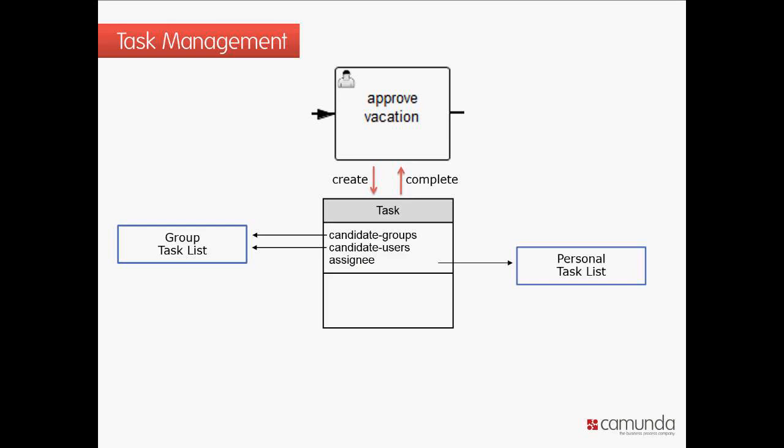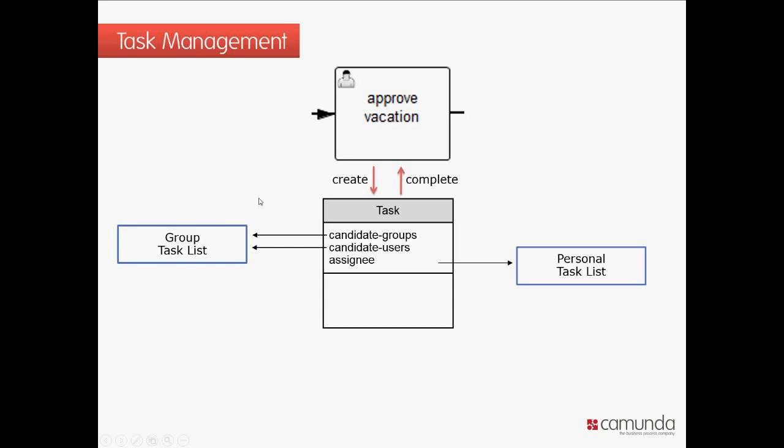So what happens in the task management, which is pretty common, is that we separate a group task list from your personal task list. That means, for example, normally I would assign a user task to a group like human resources. And this group has a couple of members, like 10 people in human resources. All of them see that task in their group task list, or you might want to call it team box or whatever. So all of them see that.